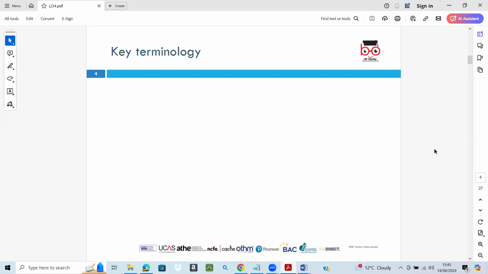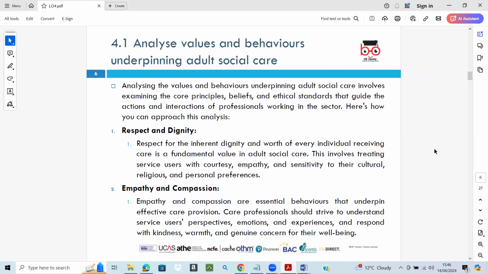The next slide, right? Okay, the key terminology. So this slide is missing the information. And what we have next, okay, you have to watch a video, but there is no link to it. So we will move to the next slide.